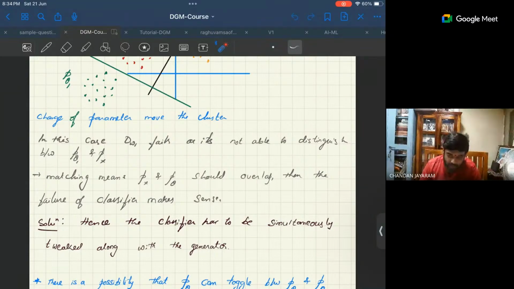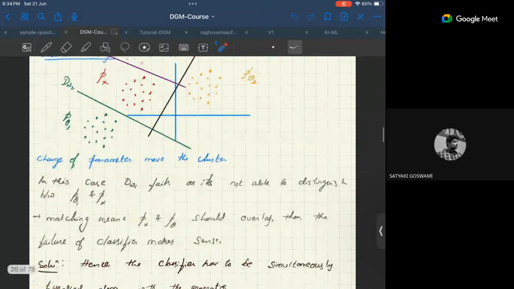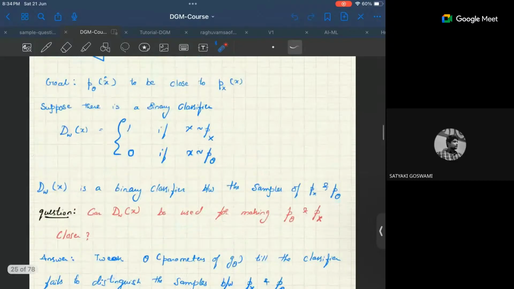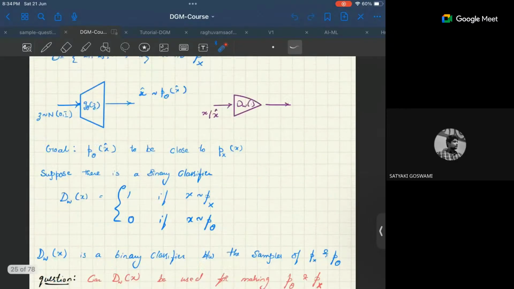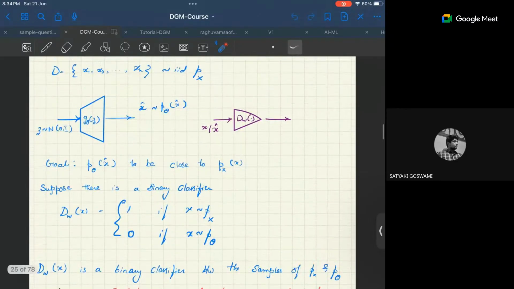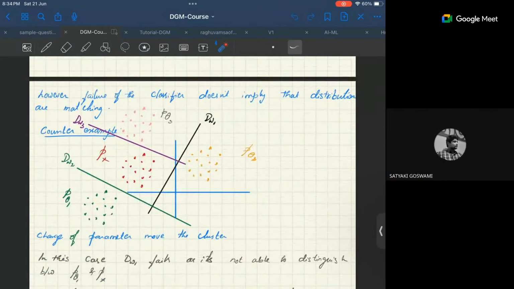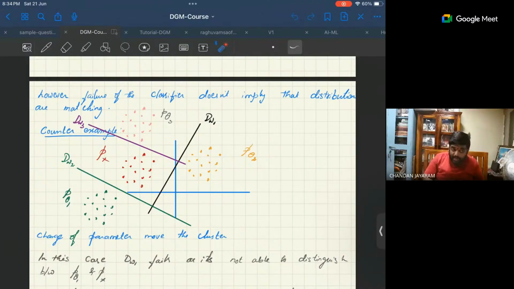Which lecture was it? The classifier thing, sir. I think it is at the very beginning, where the diagram was made, in the counter example. See, the idea of this diagram is not that. The idea of the diagram is something different.